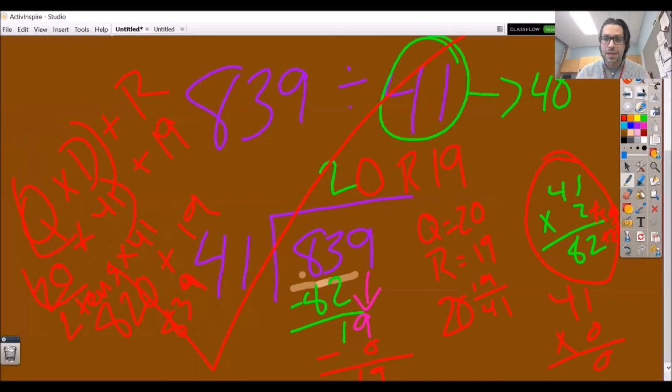All right. If this is a bear, stop. And you and I can work on it together, either via Zoom or in class. So good job, guys. Way to keep working hard at your math. You guys are doing great.